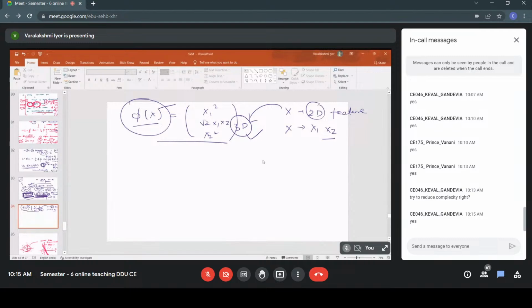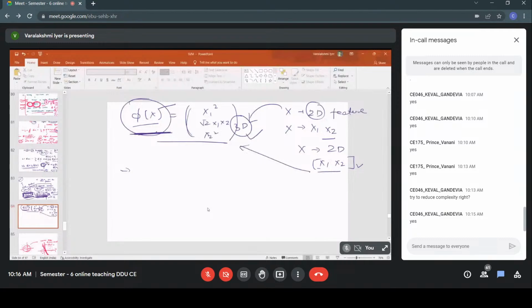Let us consider this particular example in hand. We have x, which is of two-dimensional form, x1 and x2. Now we are going to convert this two-dimensional form into this three-dimensional form using this phi of x, which will be of the form x1 square, root 2 x1 x2, and x2 square. This will be our new three-dimensional form of data.